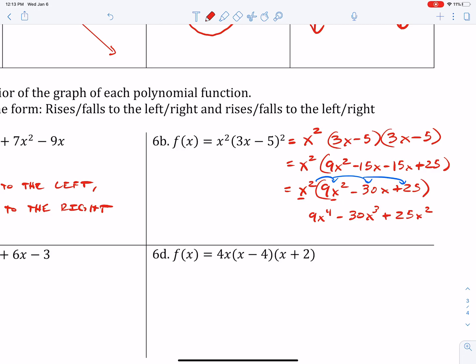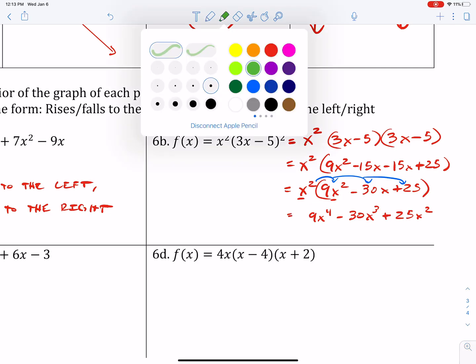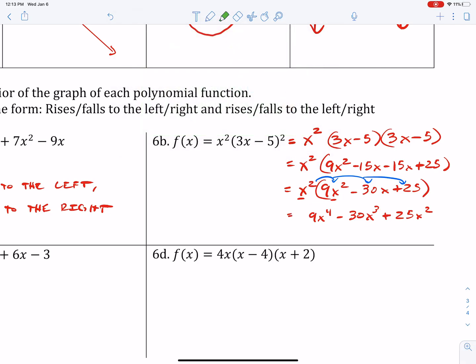Now that I did that, what I need to do is I need to focus on my leading coefficient, or we'll just leave it as that. My leading term, 9x to the 4th, right? I'm focusing on the one that has the greatest exponent. Well, I notice that this is a positive. Okay, that's going to help me. Positive, and this number, my exponent, is even.